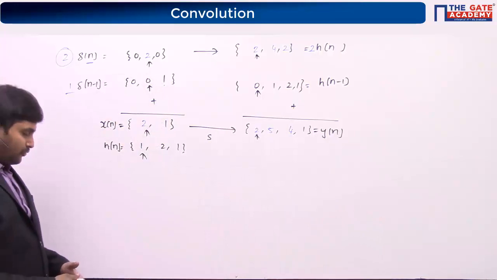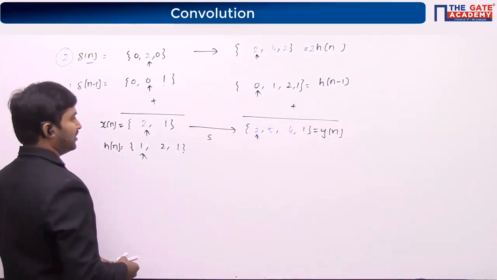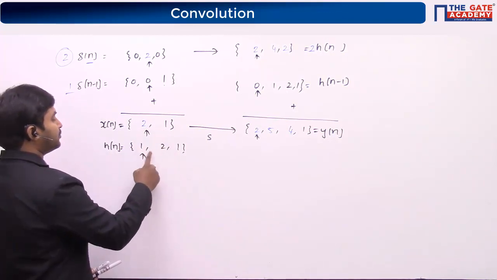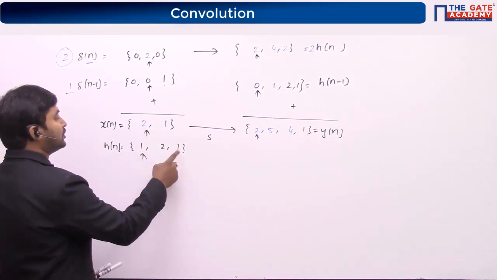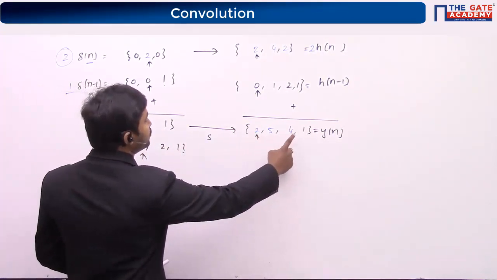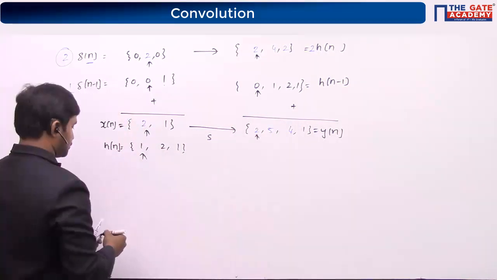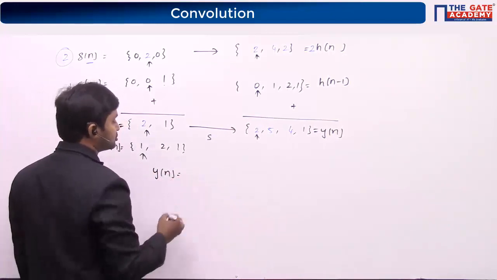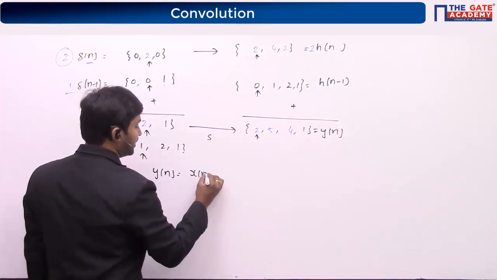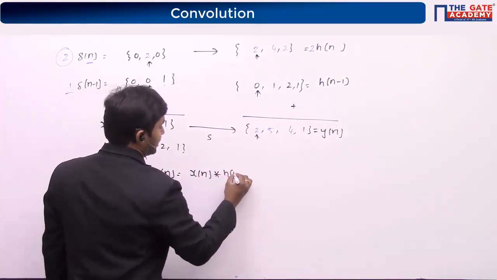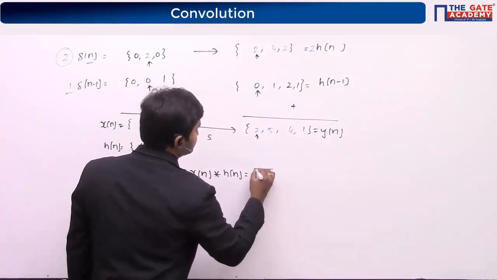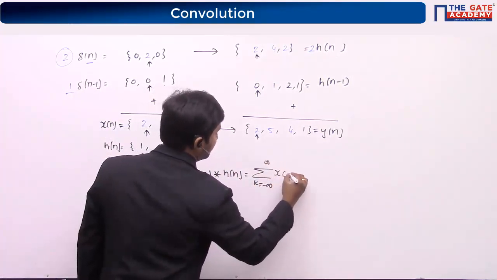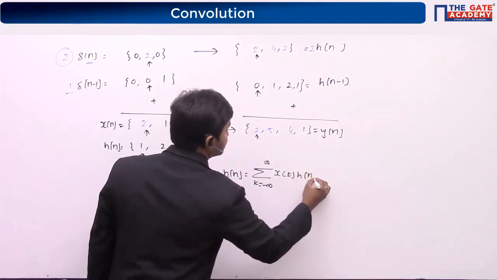Right. So now, for this input of 2, 1 and the impulse response of 1, 2, 1, the response we got is 2, 5, 4, 1. This result we can also get using the convolution formula. What is the convolution formula? x of n convolved with h of n is equal to the summation over k from minus infinity to infinity of x of k h of n minus k.